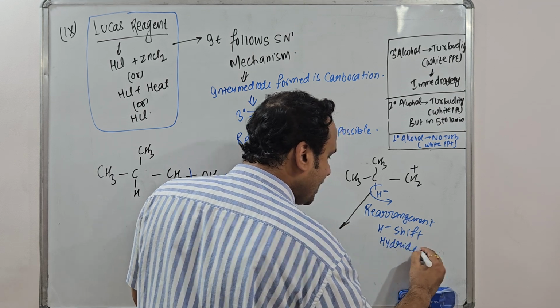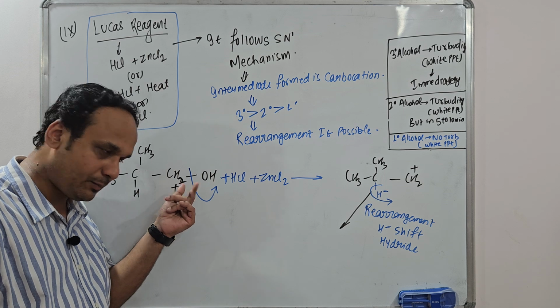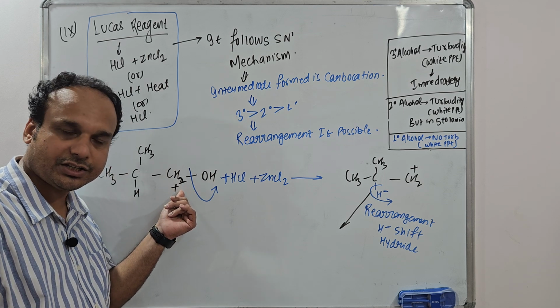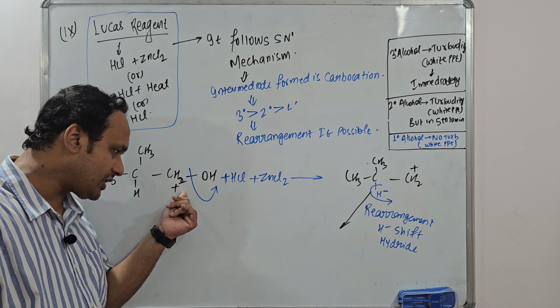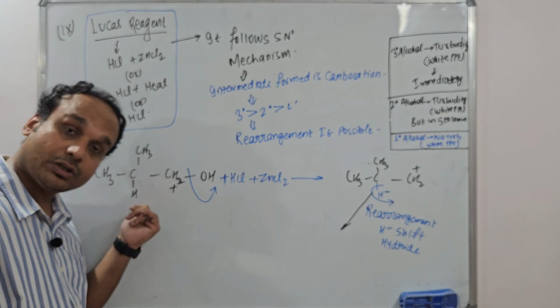What I am trying to say is that this only happens whenever OH is attached to any carbon. Suppose OH is attached over here, how many degree is it? 2 degree, 1 degree. Now just adjacent to that, if it is 2 degree or if it is 3 degree, then it will do the rearrangement.